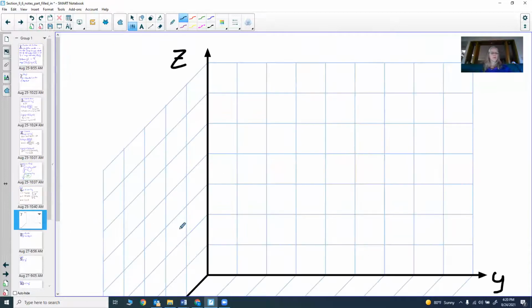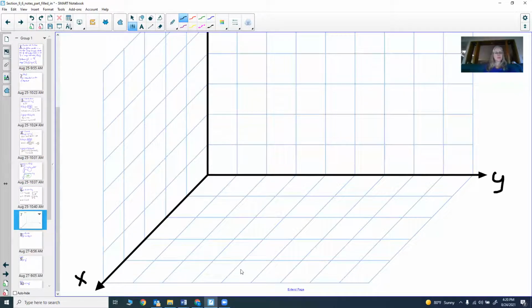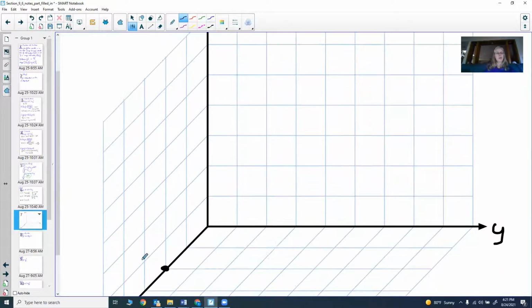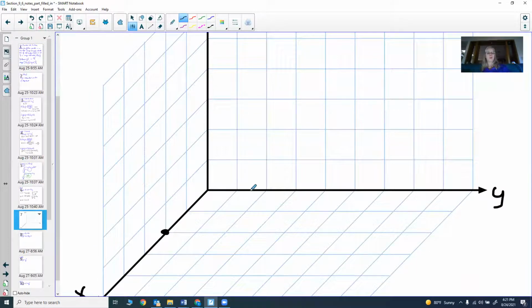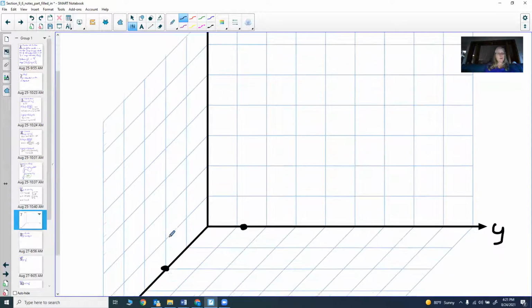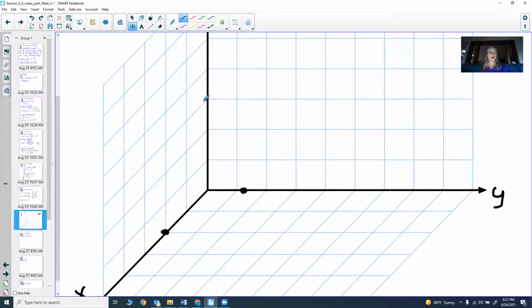So we've got the points here. We have the point 2, 0, 0. So we're going to come along the x-axis 2, and then go nowhere on the y and nowhere on the z. So there's that point there. Then the y-intercept was 0, 4/3, 0. So we're going to go nowhere on the x, go 4/3, which is about there, and then nowhere on the z. And then the z-intercept was 0, 0, 4. So we're going to come nowhere in the x, nowhere in the y, and go up on the z.